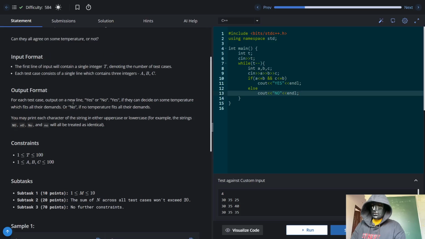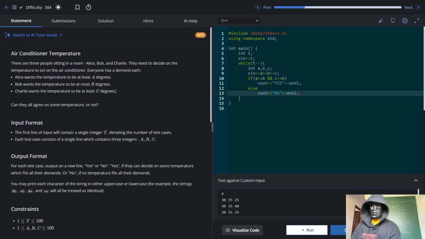So pretty much that was it. Basically you'll have to check these 3 conditions: A is saying at least temperature has to be A, C is saying at least temperature has to be C, B is saying at most temperature has to be B. So A has to be less than or equal to B, because that will satisfy the condition of A saying at least and B saying at most. At the same time, all 3 people's temperature constraints have to be met, so B and C also need to be checked. If C is less than or equal to B, then it is fine.